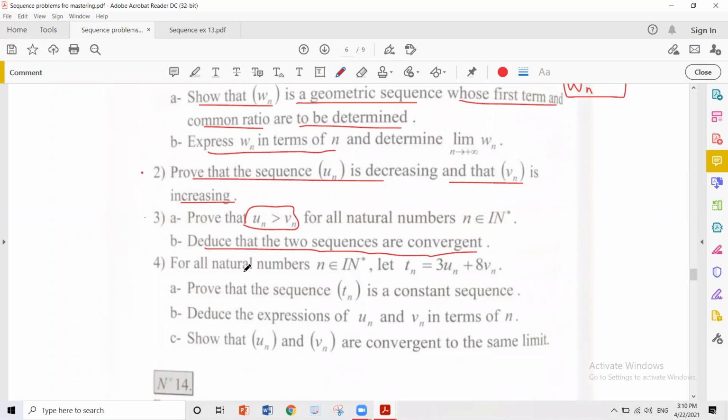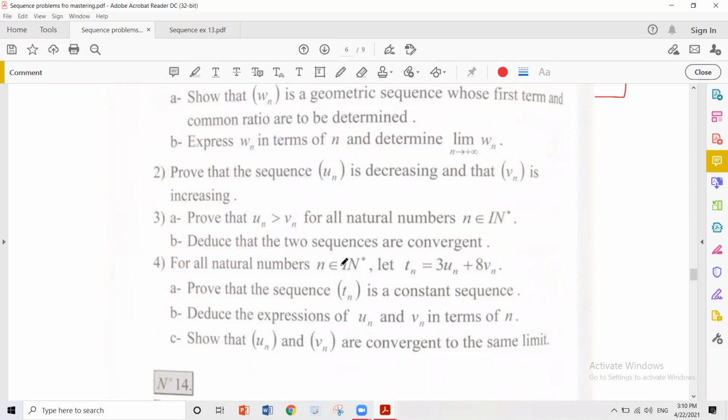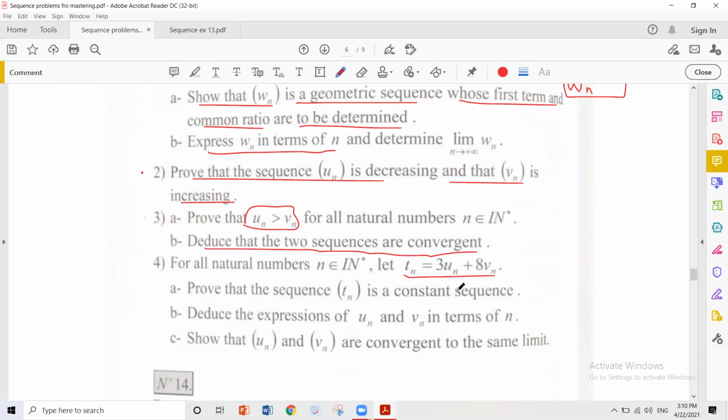For all natural numbers n, let Tn equal 3un plus 8Vn. Prove that the sequence Tn is constant. How to prove Tn is constant?